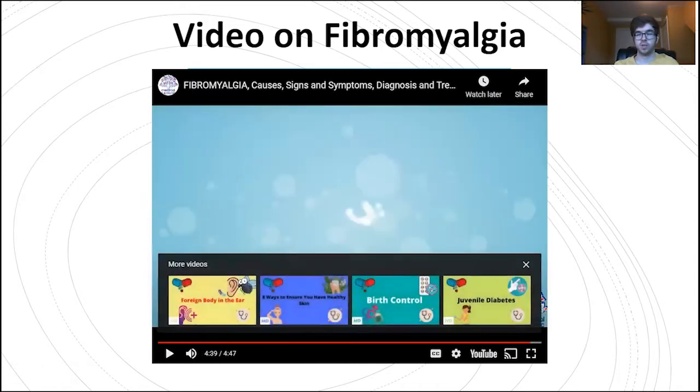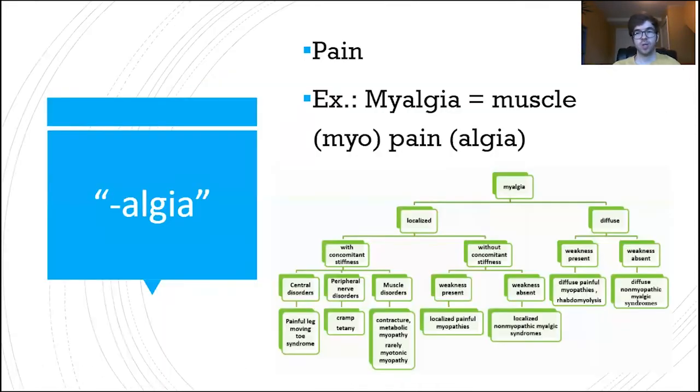So as you all probably noticed, the term pain came up a lot. So unsurprisingly, the suffix algia refers to pain. So in the example here, myalgia, the my part refers to the muscle, and algia to pain. So myalgia is muscle pain.